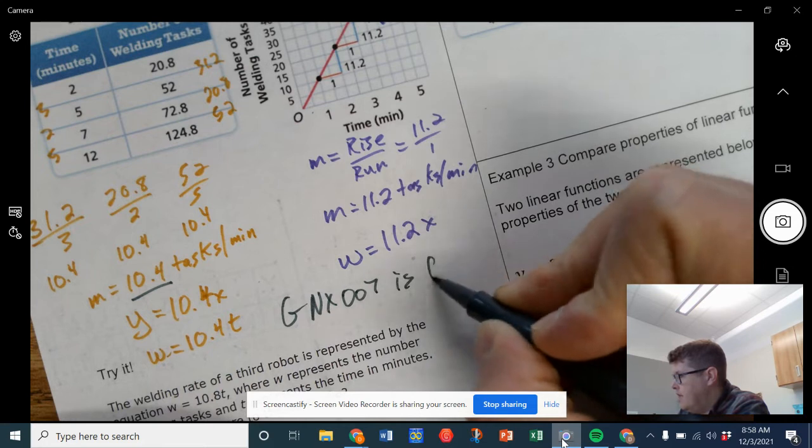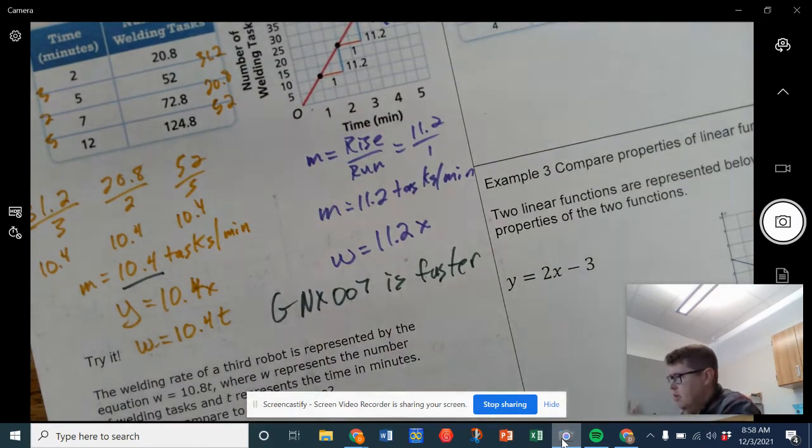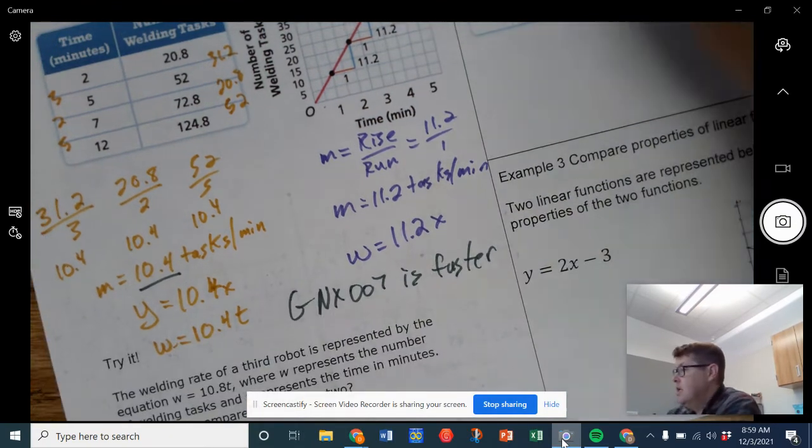Right? It can do 11 tasks per minute instead of 10 tasks per minute. So that's that. When you're comparing rates, you look for the slope and you see which is the bigger number. That's it right there, guys.